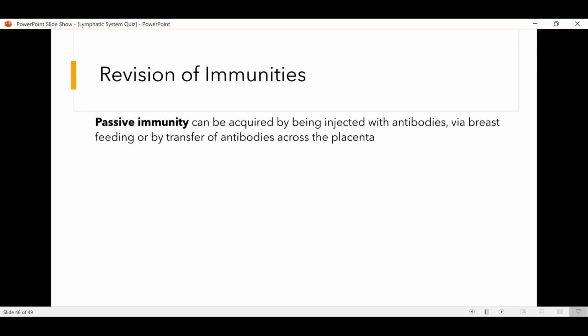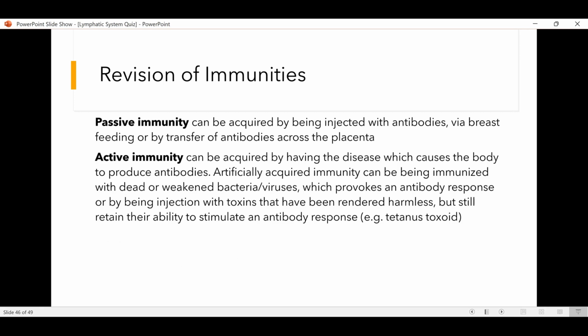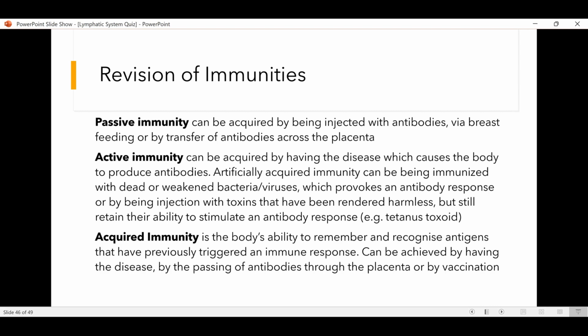Passive is when you're injected with the antibodies, or you obtain them by breastfeeding or a transfer of antibodies across the placenta. So you haven't created those in your body, you've been given them, and those antibodies then fight the disease. Active immunity is having the disease. Acquired immunity is the ability to remember and recognize something you've had before.